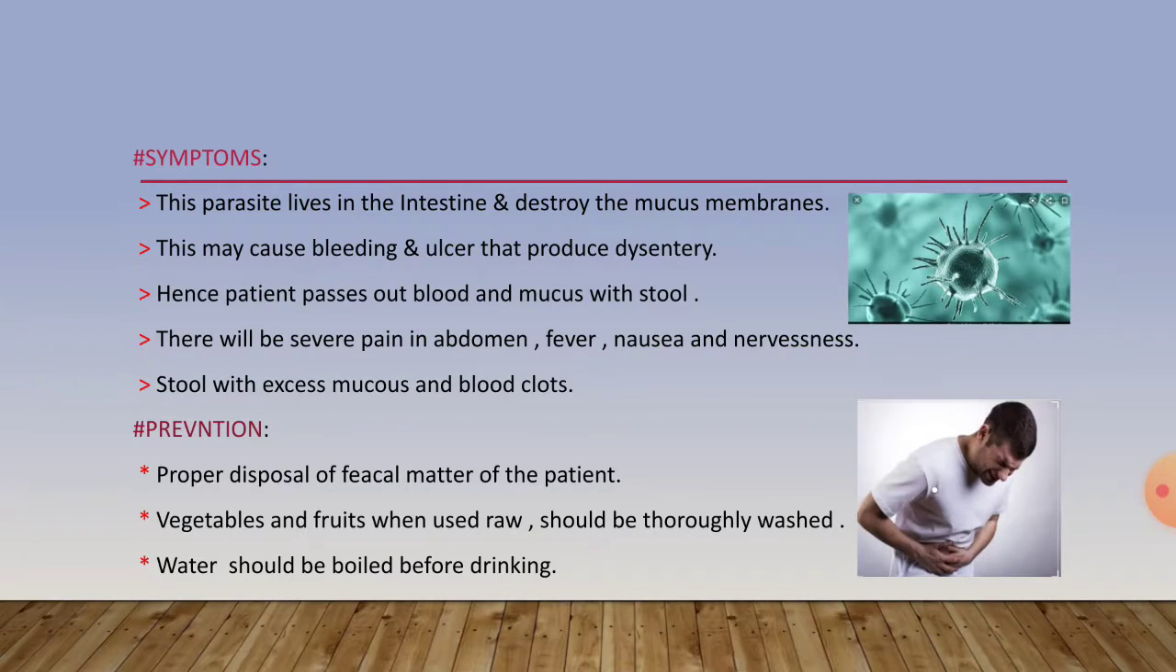Symptoms of amoebiasis: the parasite lives in the intestine and destroys the mucous membrane. This may cause bleeding and ulcers that produce dysentery. Hence, the patient passes out blood and mucus with the stool. There will be severe pain in the abdomen, fever, nausea and nervousness. Stool with excess mucus and blood clots also occurs in this disease.